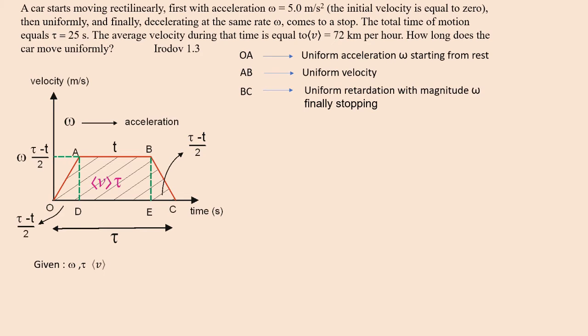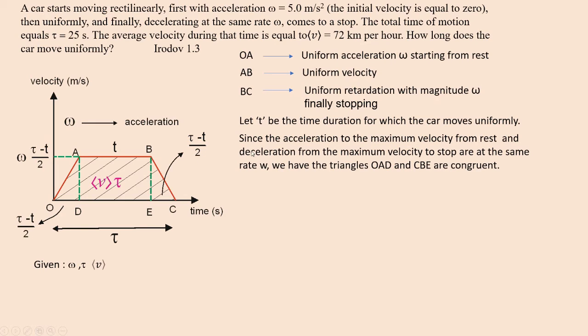The area of the trapezium is half into the sum of the parallel sides, AB plus OC, multiplied by the distance between the parallel sides, the perpendicular distance. That area will be equal to average velocity into total time, which will give you the distance. So we will proceed. Let T be the time duration for which the car moves uniformly. Since the acceleration from rest to the maximum velocity and the deceleration from the maximum velocity to rest are at the same rate omega, the triangles OAD and CBE are congruent.